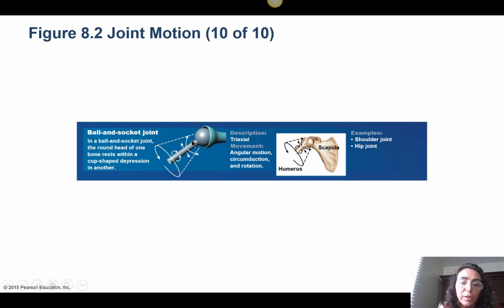So the last one, ball and socket, that we said is like a ball into a socket. We call it a socket because that's very deep compared to the other joints that you might have like this, right? So you have it in the shoulder and you have it in the hip joint, and these are triaxial joints, and they have all types of movement, angular motion, rotation, circumduction, but not gliding.